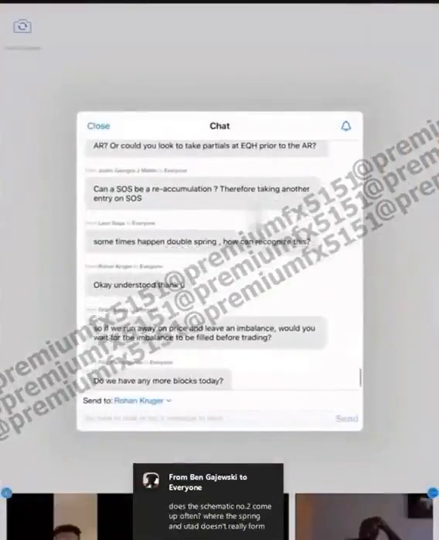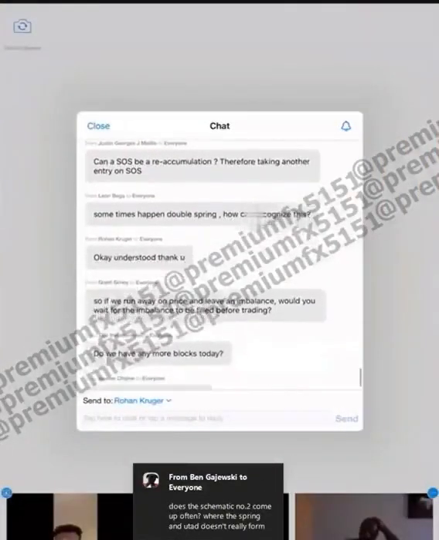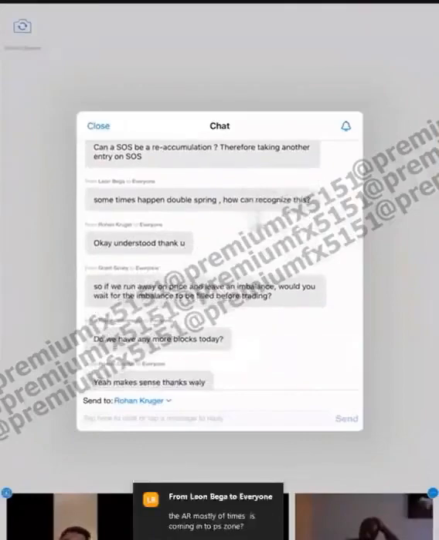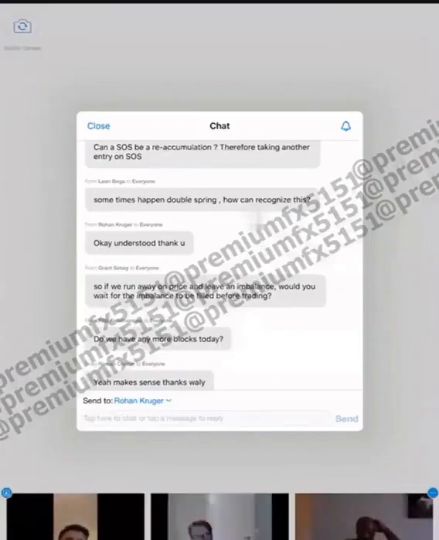For Justin who asked, sometimes you happen a double spring. How do you recognize this? You don't have a double spring. What you have is a selling test, which you probably mistakenly thought was a spring. The spring is just an FU candle.